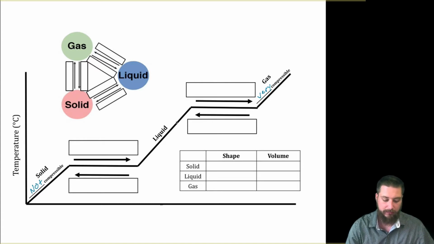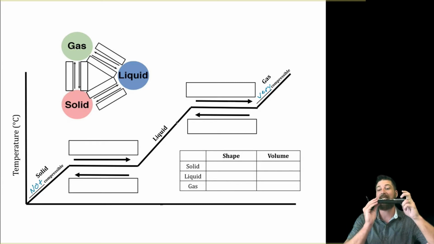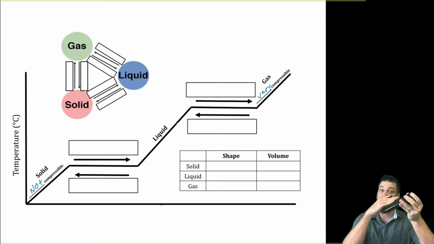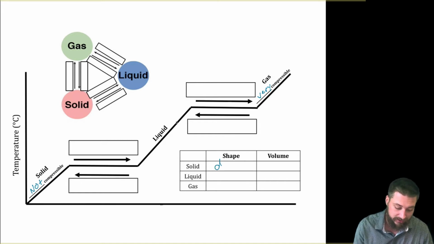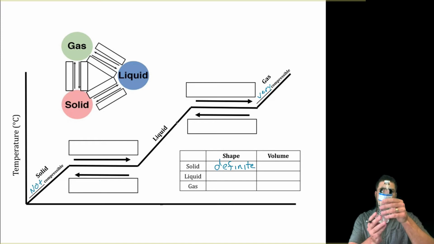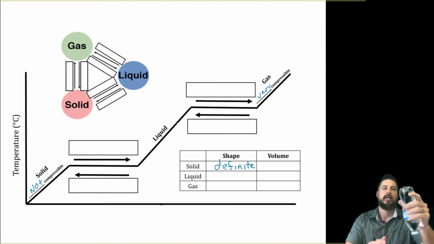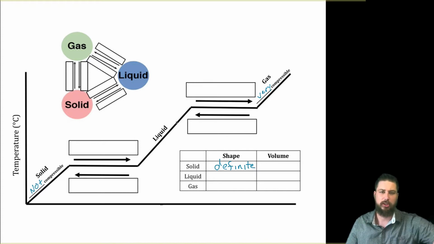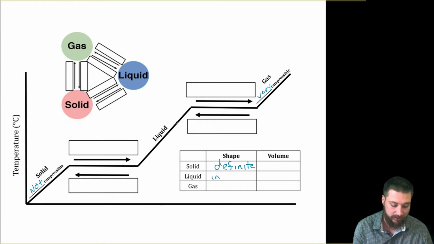Now let's go ahead and talk about the shape and volume of solids, liquids, and gases. This right here has a definite shape. It is definitely this shape. And so we're going to say that the shape of a solid is definite. Now, what about the shape of a liquid? Well, let's think about the liquid inside of here. As I turn it around, the liquid is changing its shape, and if I put it into a different container, it's going to take the shape of that container. So it's not definite, but indefinite.